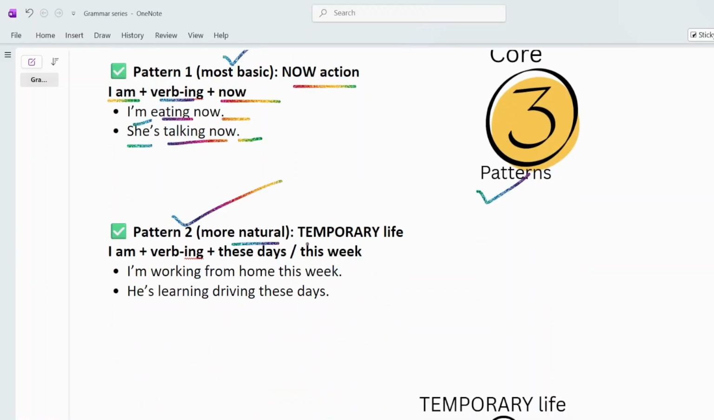It's more natural because I think, to sound natural, there's only one strategy: you elaborate your pattern one. For example, I am working from home this week. Okay, I can just stop at home itself. However, I added a time factor. Now, he is learning driving these days. That's more important to understand, that we are elaborating the whole sentence.